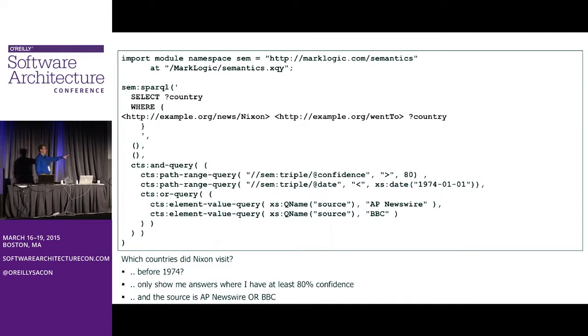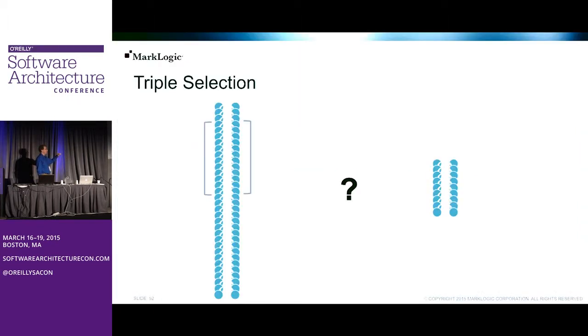That CTS query that you see there is identifying a set of documents, right? This, the bracketed stuff there. It's identifying a set of documents, and then the SPARQL query is running against just the triples that exist within those documents. That leads to a really nice performance boost compared to running every SPARQL query against every triple you have.